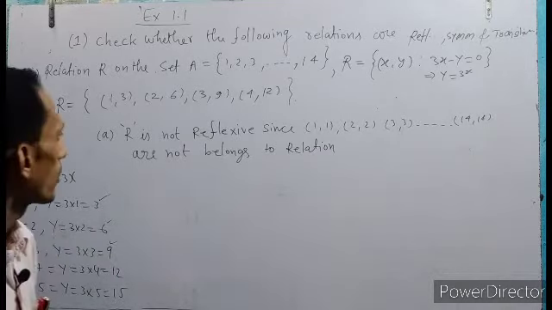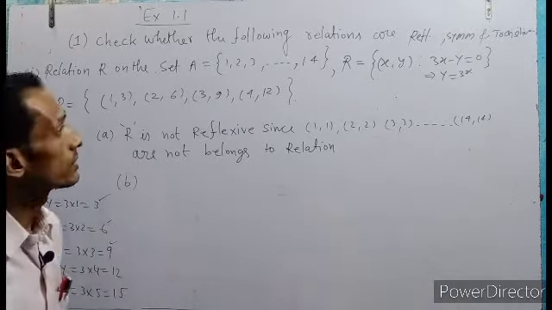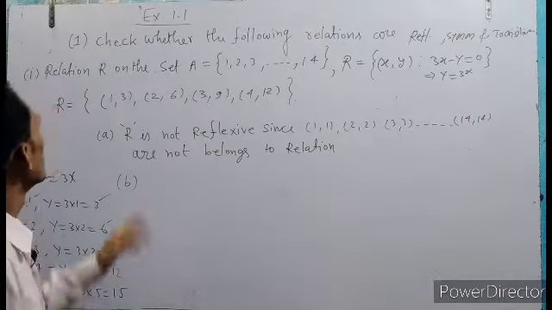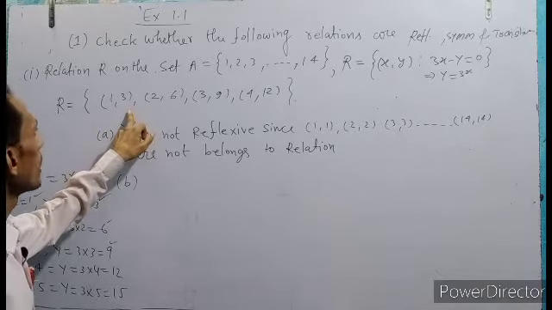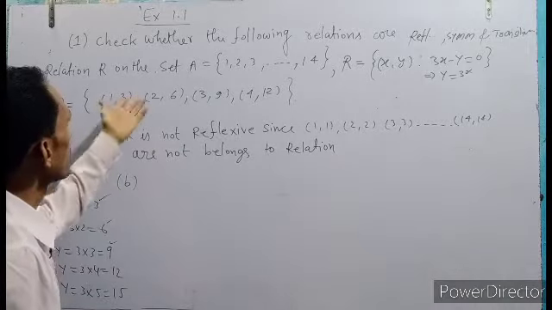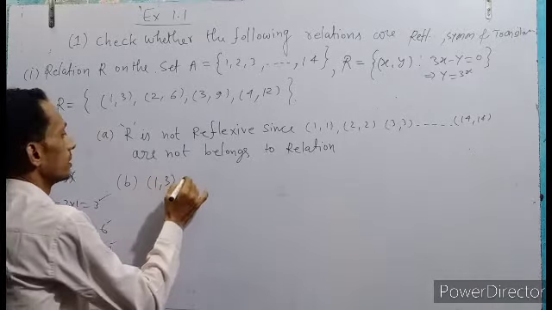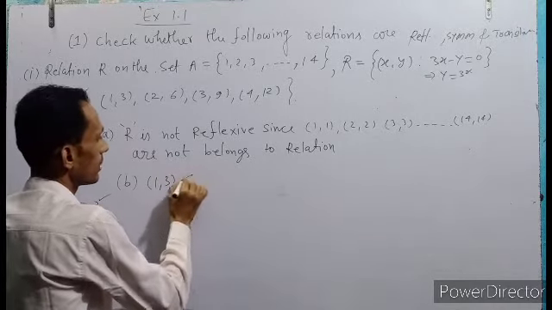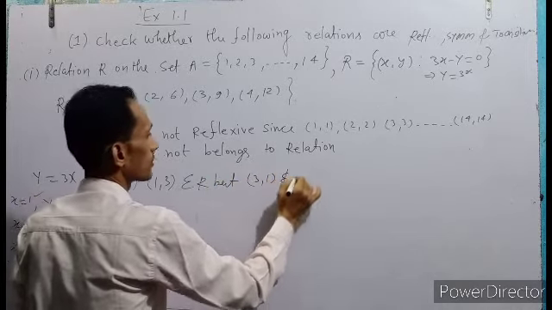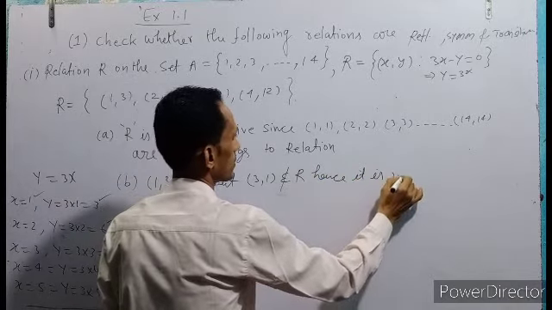Okay. Now come to the second, B. For the symmetric, how can we say that it is symmetric or not? You can say (1,3) belongs to R, but (3,1) does not belong. We can observe only one element; the others will also follow the same way. So (1,3) belongs to R, but (3,1) does not belong to R. Hence it is not symmetric.